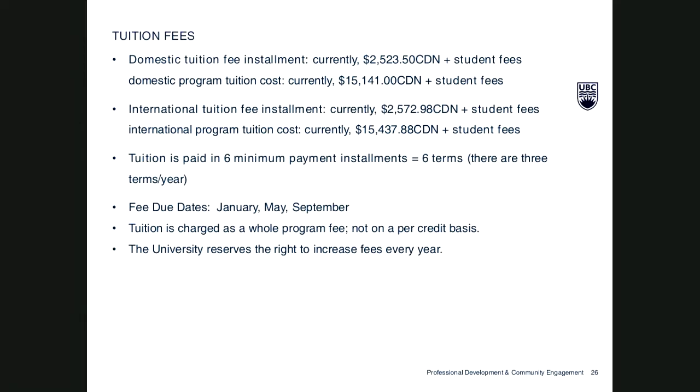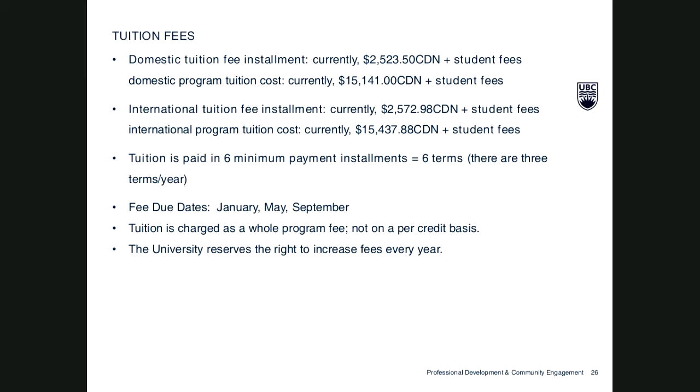So the tuition fees. The domestic tuition fee installment, this is what you would be paying per term. Currently, it's set at $2,523.50 plus student fees. Now the student fees for last term were approximately $745, and it tends to vary from term to term. So it'll likely be less in term 2 and then again in the summer. So just keep that in mind. The current domestic program tuition cost is $15,141 plus student fees.